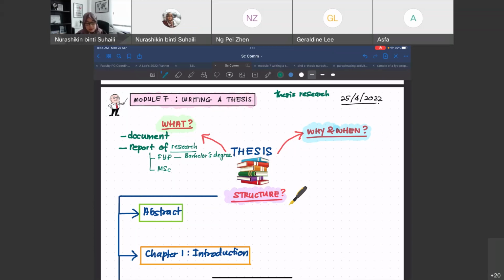Apart from that, another type of research is MSc research. MSc is actually divided into two types. It can be coursework. Coursework means there are courses that you have to take. Similar to undergrads, but at the end of the MSc, in that coursework, you have to take a small project, which is similar to FYP as well. And normally, we call it MSc by coursework.